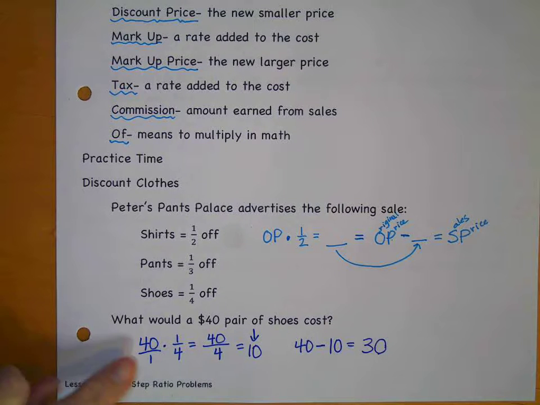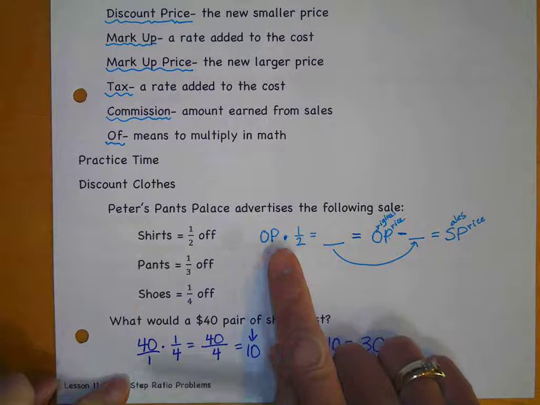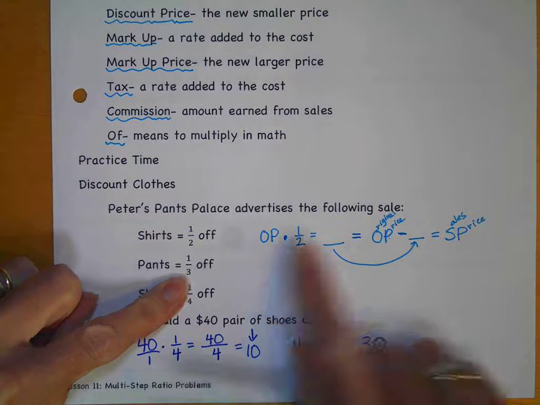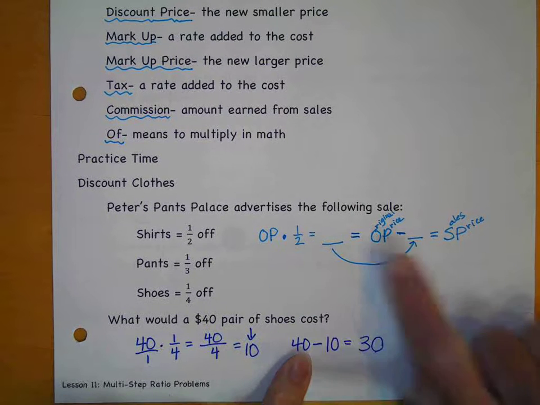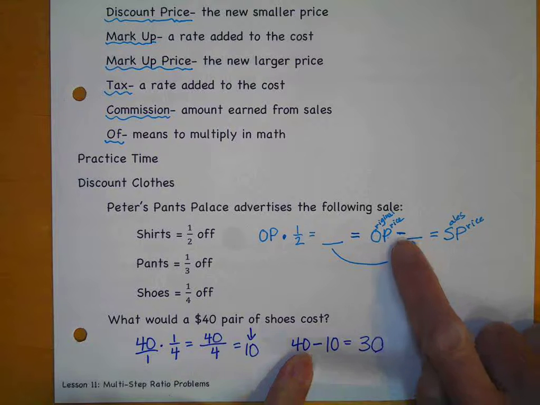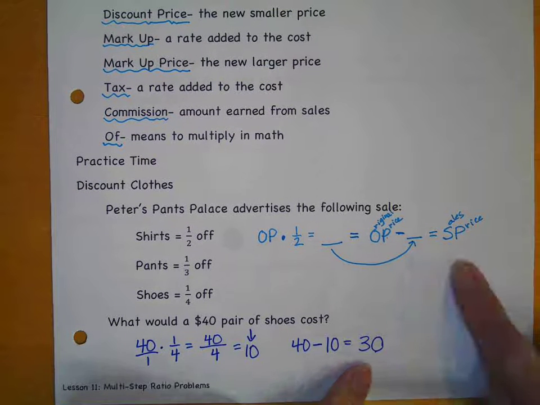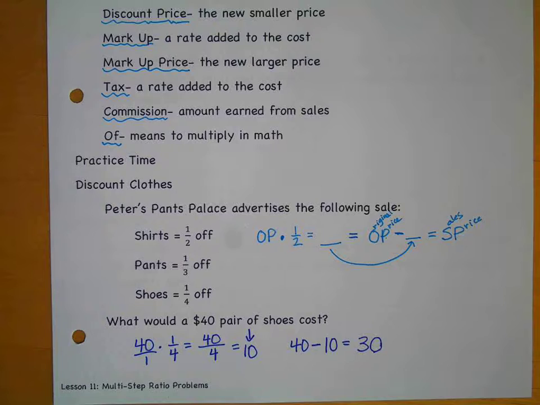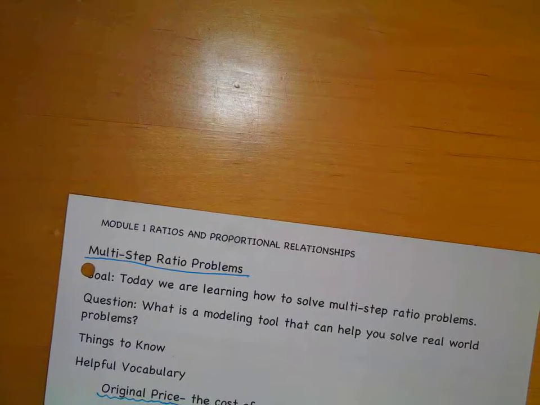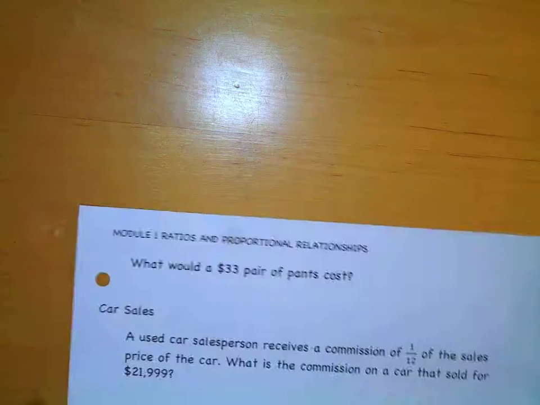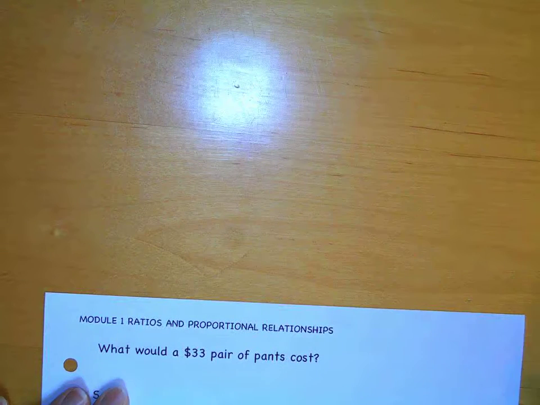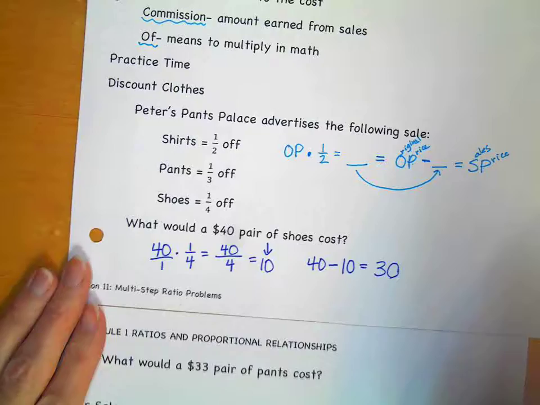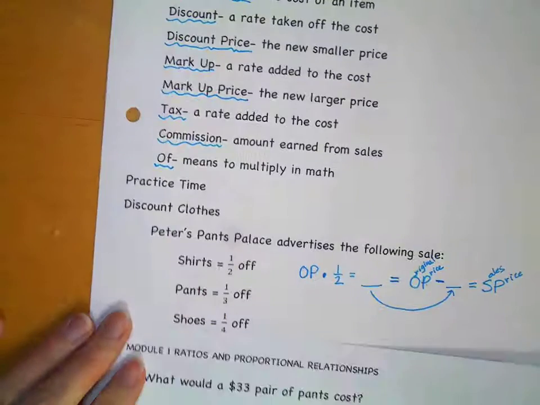Okay? That wasn't so horrible, right? So remember, you take the original price times the rate to get the discount. This is the discount. Then we take the original price, we subtract the discount, and we get the sales price. Okay? Hopefully that wasn't too bad. Okay, so let's try another one. See what happens. Now it says, what would a $33 pair of pants cost? So let's make sure we have our information.